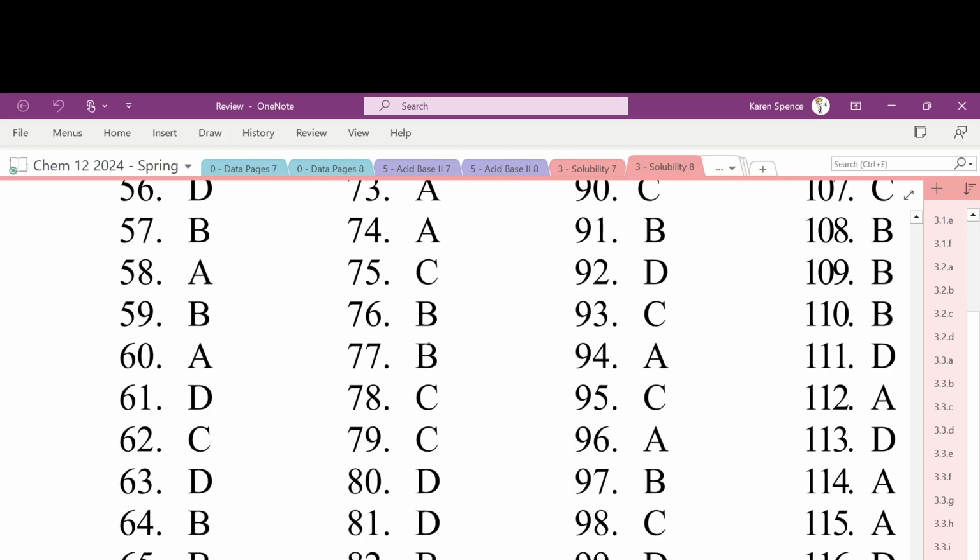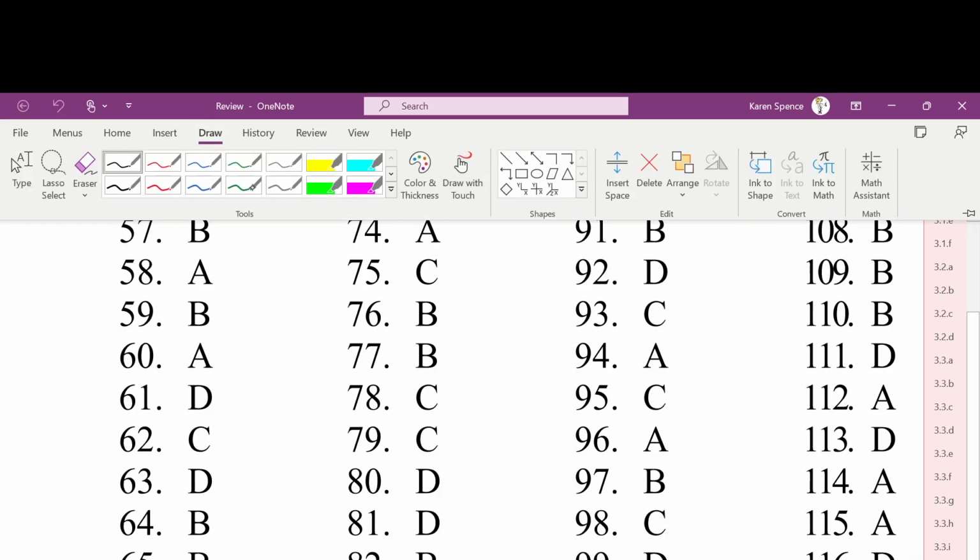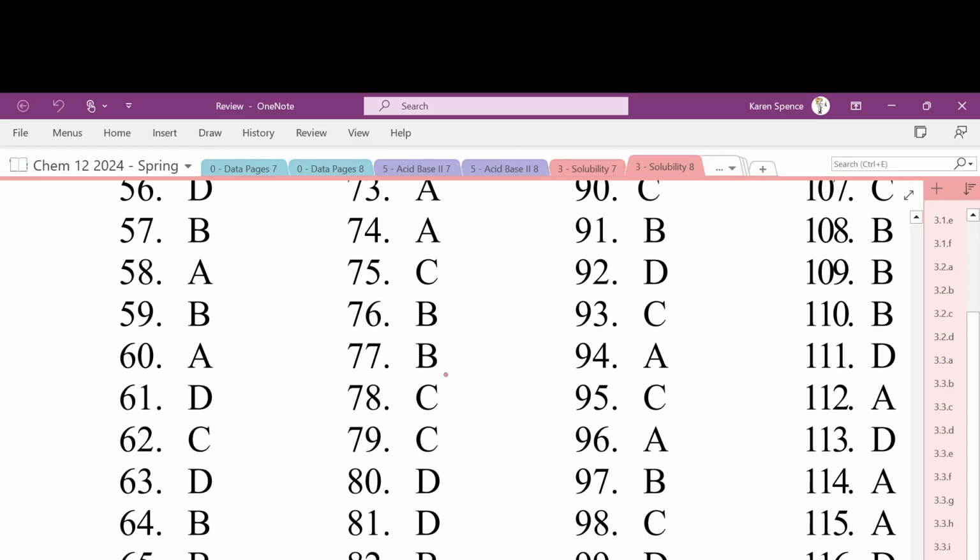Number 78 should be D, as in dog, 78. And number 82 should be something else? I think it should be C. I think. I could be wrong.